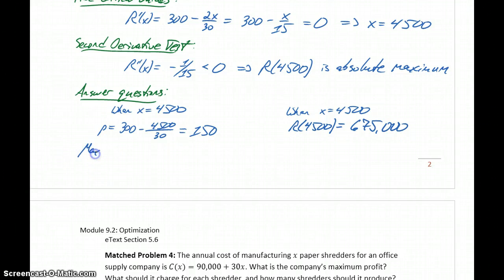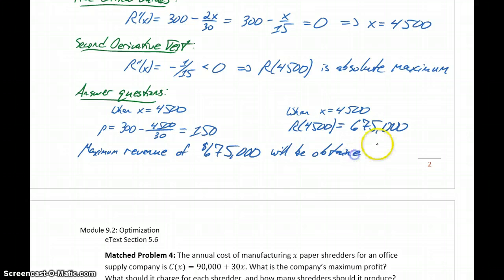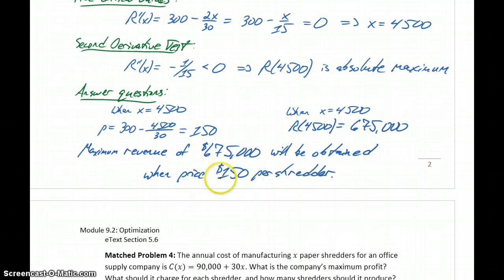So we want to take this information and translate it into a statement in plain English about what this means. What we're saying is that our maximum revenue of $675,000 will be obtained when we're selling these shredders at a price of $150 per shredder. So what we found is the optimum selling price that will yield the maximum revenue, but to get there, what we actually looked at was the optimal demand. In the end, we're translating this into a statement that's readable in basic English so that someone who didn't understand the mathematical work would be able to read this and know: perfect, we should charge $150 per shredder, and this is our expected revenue.